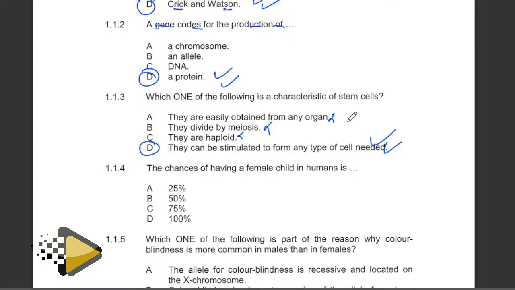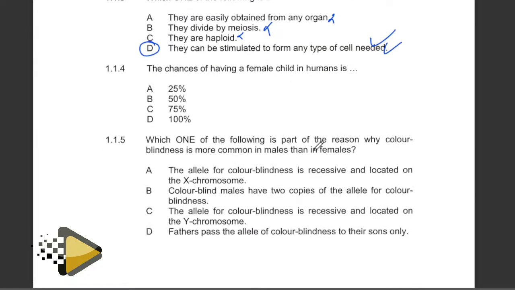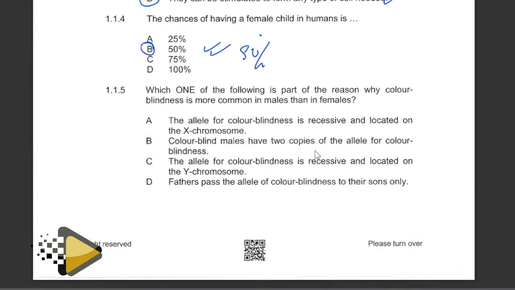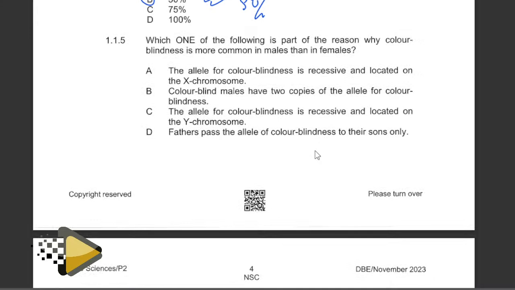Then someone is saying that the chance of having a female in a human, guys, is always the same. Boys, girls, the same thing, 50%. If you want to do the calculation, we can do the calculations, or you go to the distinction material. So basically this one becomes B. You see, now I'm thinking about something and then I'm writing something. Okay, B.